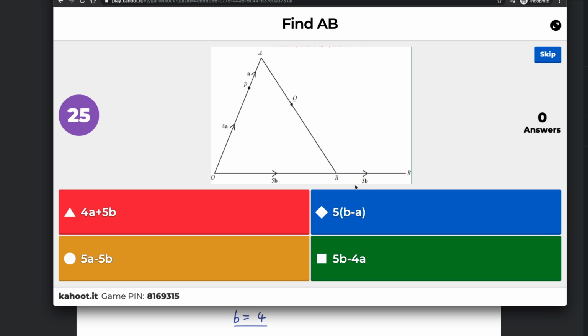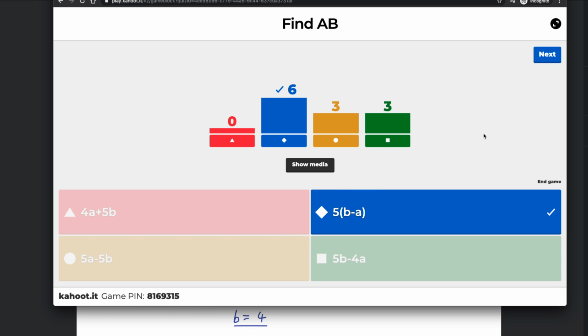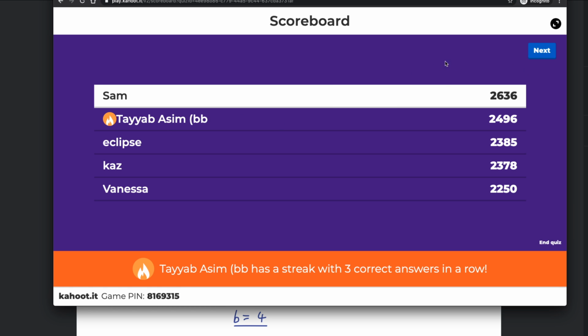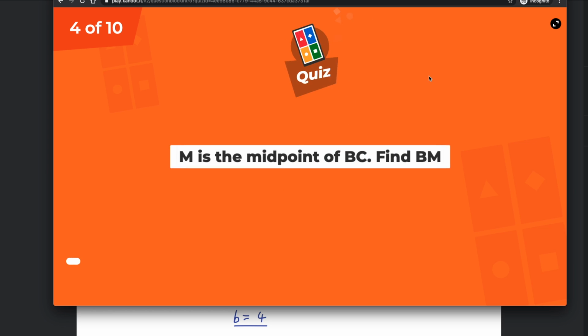Question 3. Find AB. Find AB. Okay. The answer's kind of hidden a little bit. Different way of writing it. They're getting tricky. Ooh, yes, well done. So you had to factorize that after you found the answer. Bit of a tricky one. Well done to the 6 that got that correct. Tayyab is on a streak. Question 4.